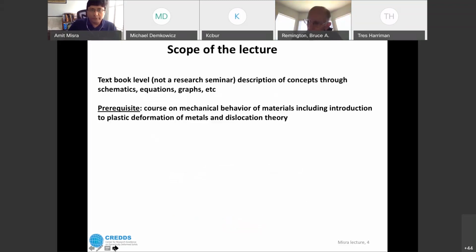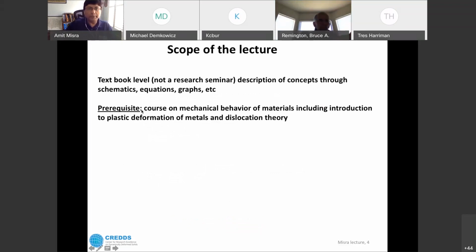So the lecture is not a research seminar, so this is more a textbook level, and there will be concepts described through schematics, equations, and graphs. The slides are also the lecture notes, so put in sentences where it makes sense that you can refer back to later, along with the following two lectures.